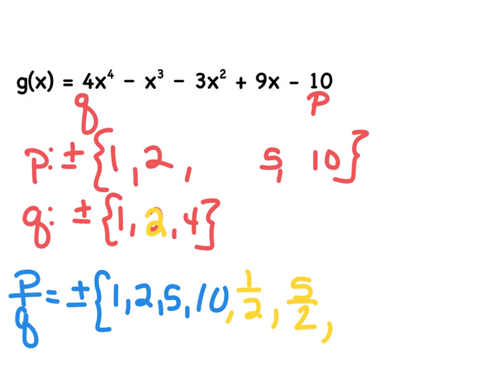And now I'm going to divide by 4. So that would be 1 divided by 4 is 1/4. 2 divided by 4 is 1/2, and that's already in my list. 5/4, and then 10/4 would reduce to 5 over 2. So there's my entire list.